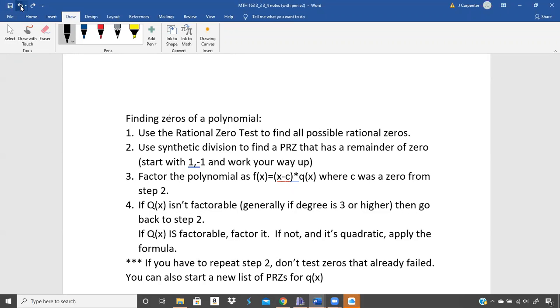You're just going to keep doing this, but there's a couple of details that are important that will help you not make a mistake. If you do have to repeat step two, which very often you will, don't test zeros that already failed. So let's say your possible rational zeros are 1, negative 1, 2, negative 2, 5, negative 5. And you tried out 1 and it failed. You tried out negative 1 and it failed. You tried out 2 and it worked. The 1 and the negative 1 will always fail for this problem. You don't have to worry about trying them again.